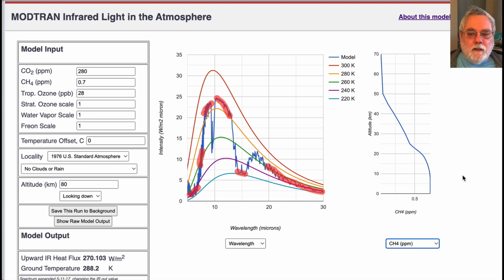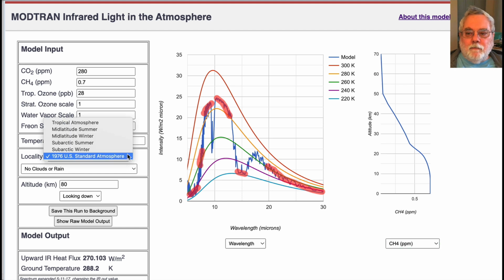Methane is getting decomposed in the atmosphere. It's not being absorbed at Earth's surface. We can modify the locality, which changes the ground temperature, atmospheric profiles, and concentration of water vapor, and see how it affects the outgoing infrared spectrum. I'm not going to do that in this video. You can do that for yourself.